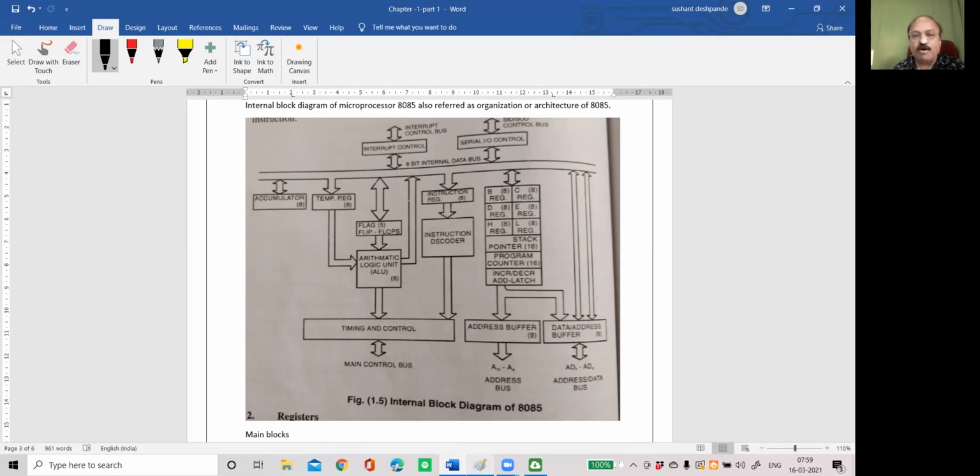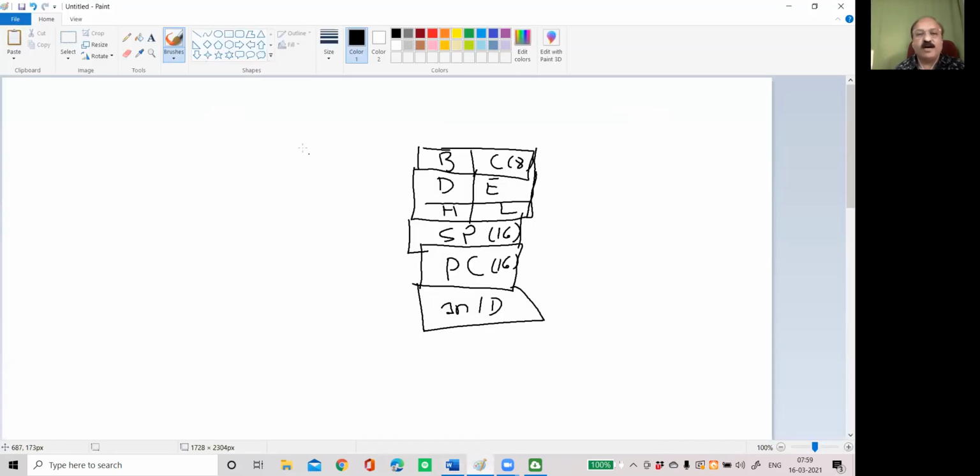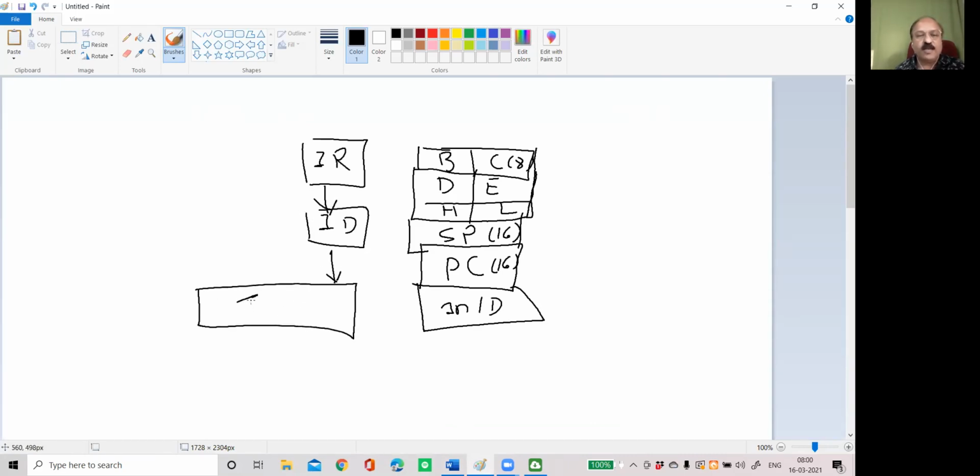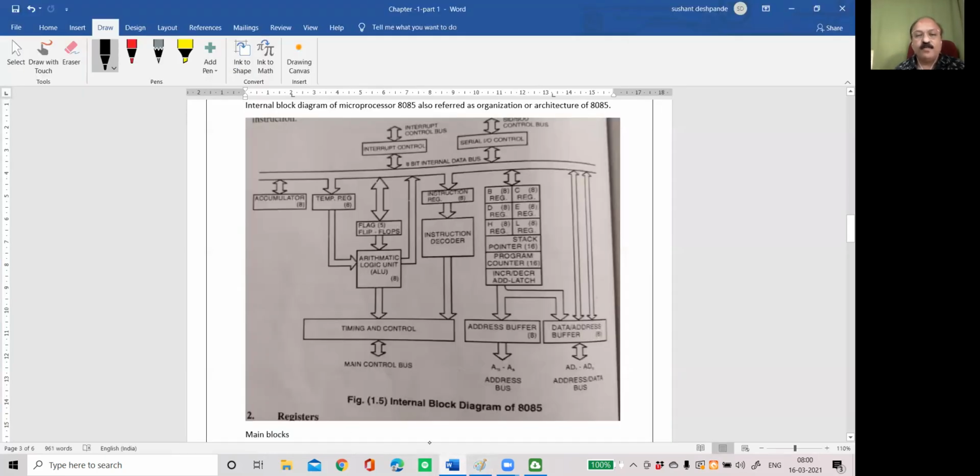So after this block, what do we have to write? Where will the data come? Data will come to the instruction register. From the instruction register, where will it go? To the instruction decoder. After the instruction decoder, where will it go? To the timing and control. Then timing and control will do what? Timing and control will send the signals, and then the accumulator, temporary register, flag, and arithmetic logical unit will get executed.